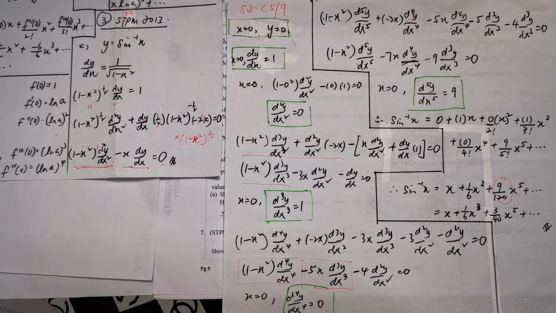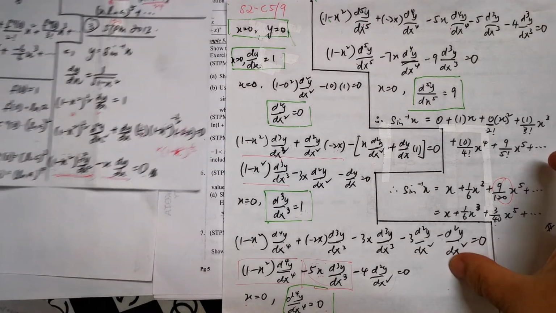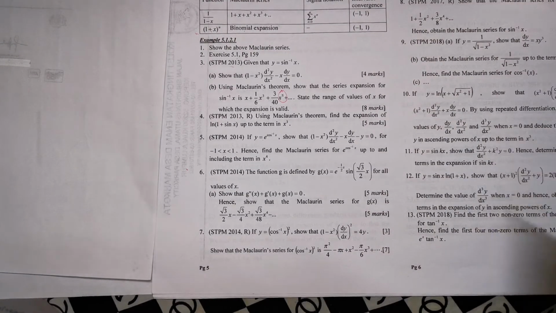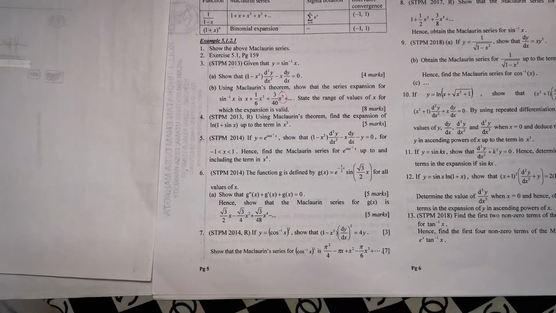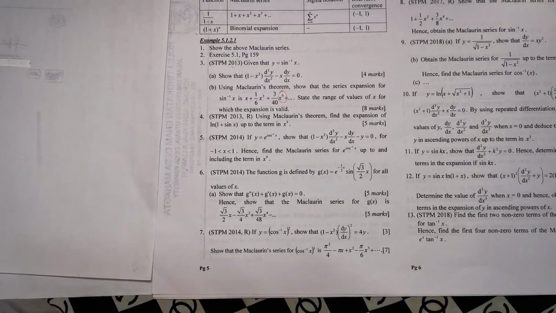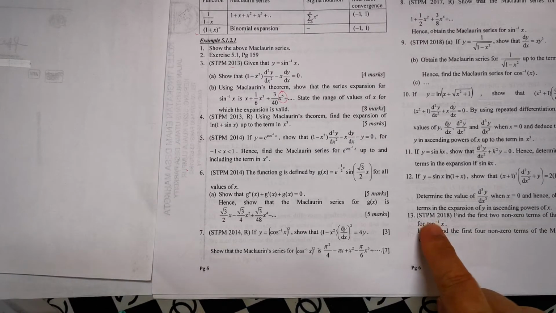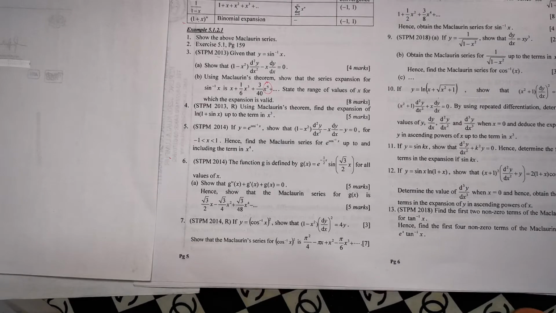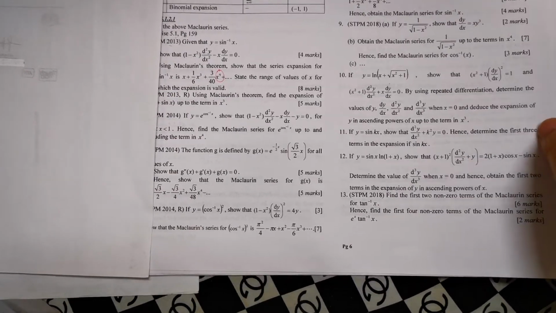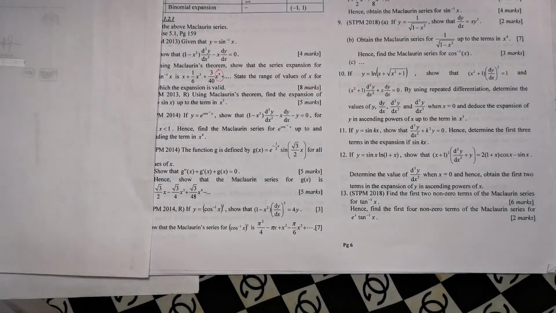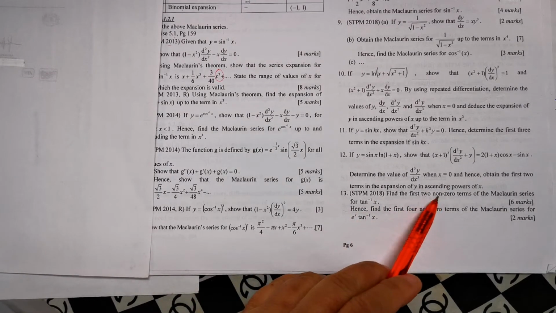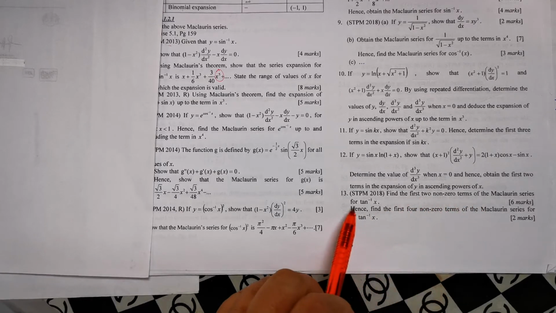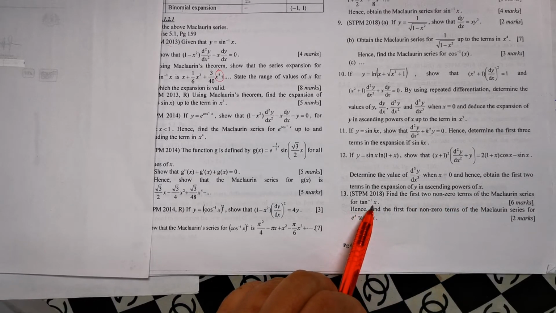Okay. All right. So, I will discuss one more. Okay. I will jump to this one. STPM 2018. Okay. Here. You see how it sounds like STPM 2018. Find the first two non-zero terms of the Maclaurin series of arctangent x.